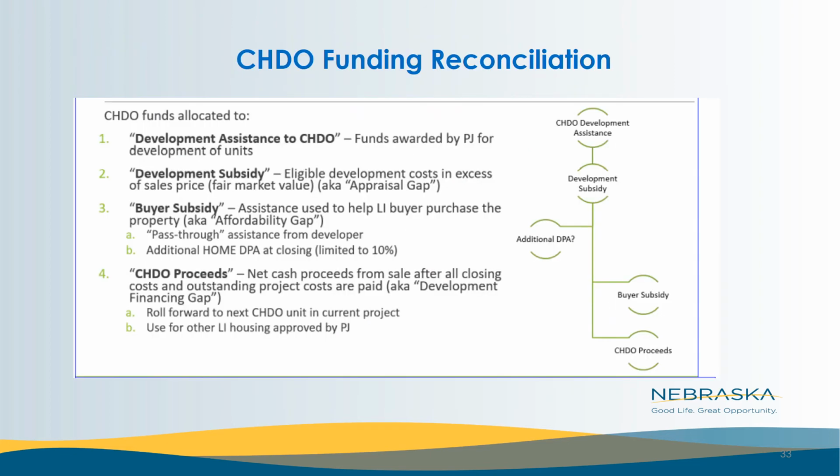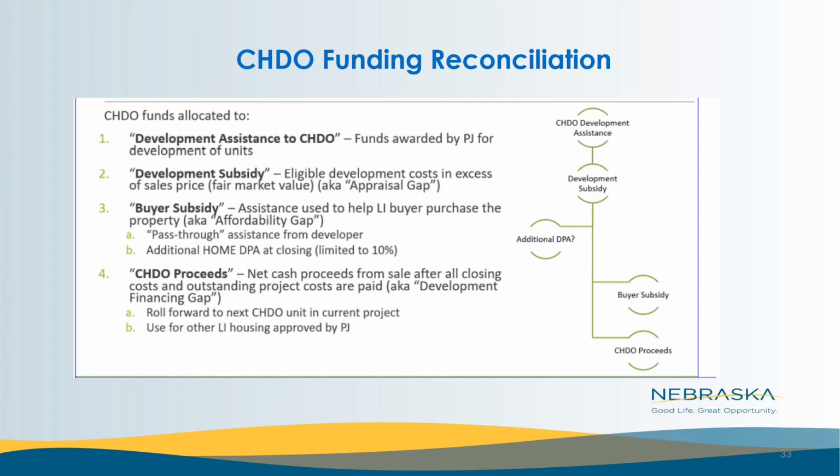Now we're going to get into the total funding reconciliation and the differences between each item here listed. So the total funds are allocated to NDED as a pass-through for development of units. So it comes from HUD to the state. And then it can be used as development subsidy, which is eligible development costs in excess of sale price, which is the fair market value, also known as the appraisal gap. So most projects spend more than they can sell the project for, especially if it's new construction, and somebody has to be accountable for the difference.